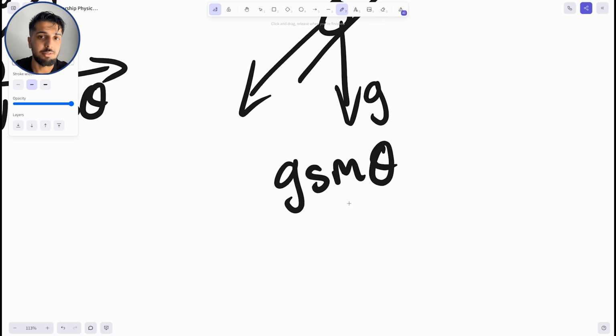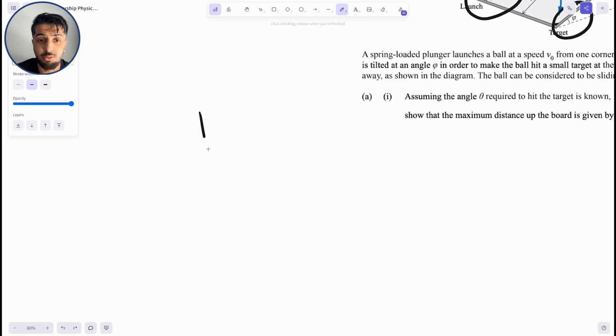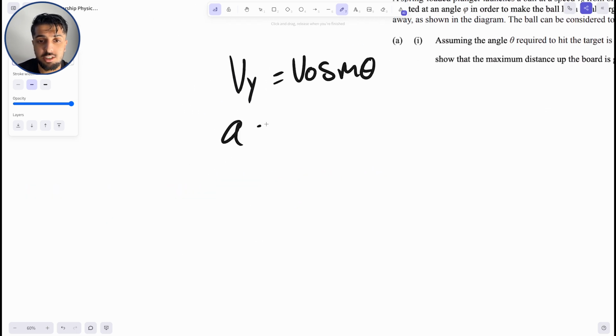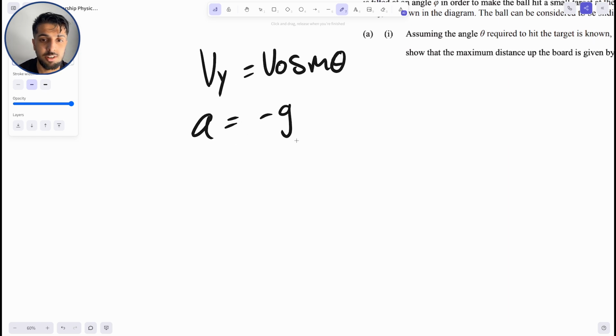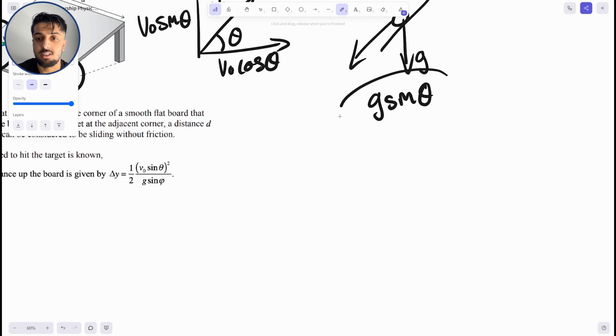And I've also made a video on why the acceleration is g sine theta down an inclined plane, if you are wondering why that is the case. So we are looking for the maximum distance up the slope, and so our velocity in the y direction is going to be v0 sine theta, as we have discussed right here. Also, our acceleration is going to be negative g, as g acts in the downwards direction, and that's going to be times sine theta, as discussed over here.